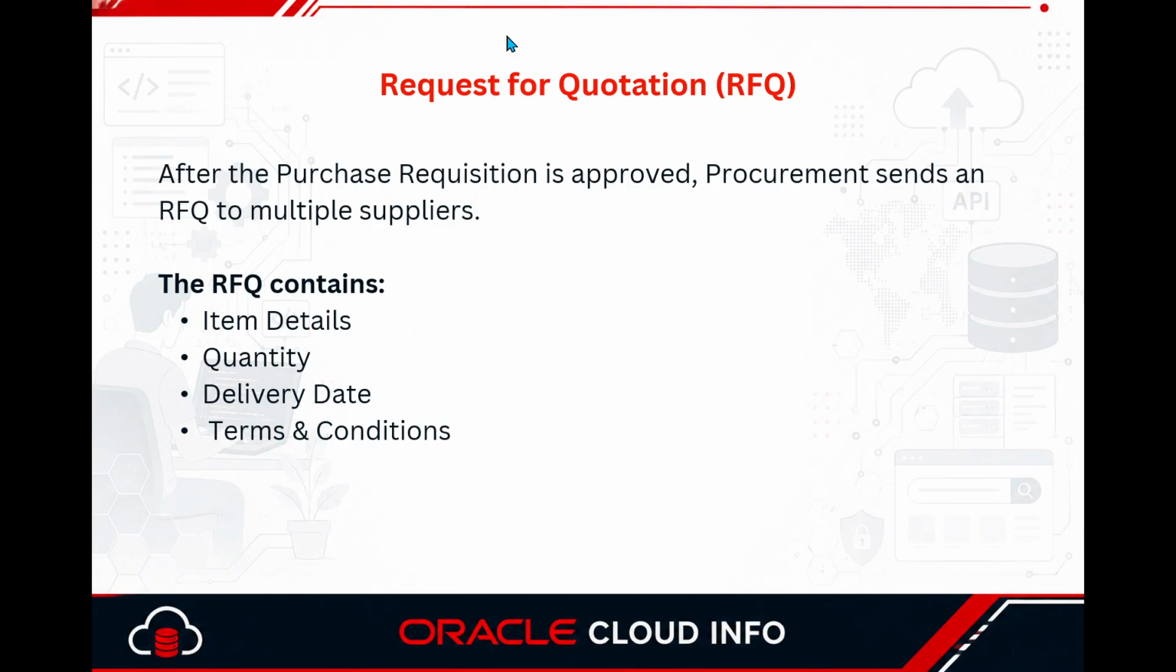After the purchase requisition, the procurement team will create an RFQ. The RFQ will contain item details, quantity, delivery date, terms and conditions, and is sent to multiple suppliers.